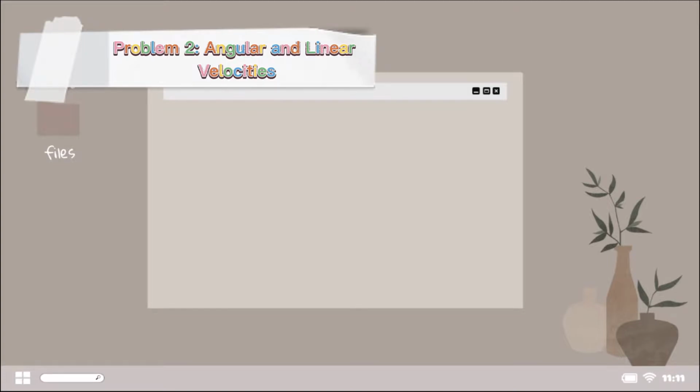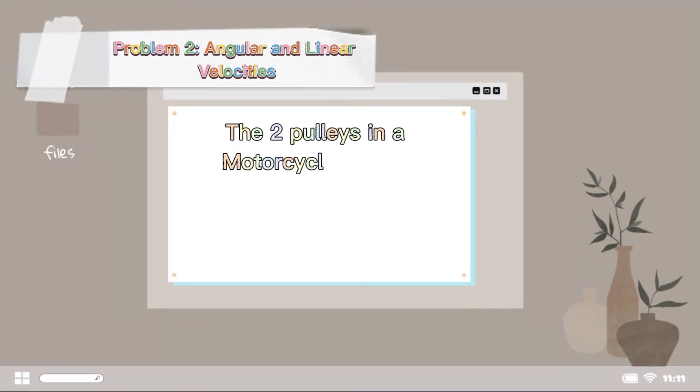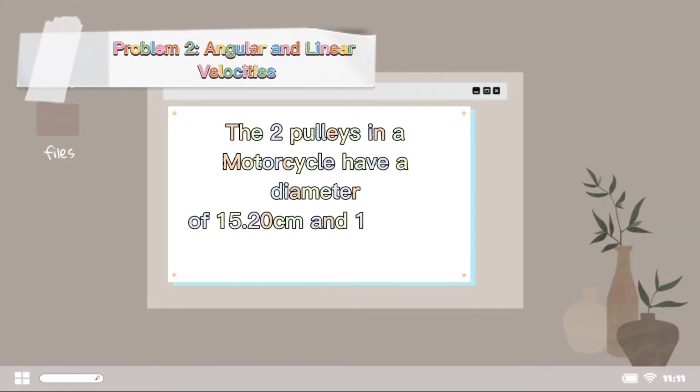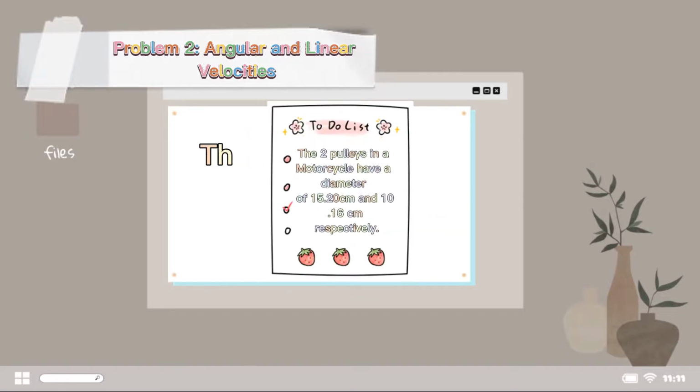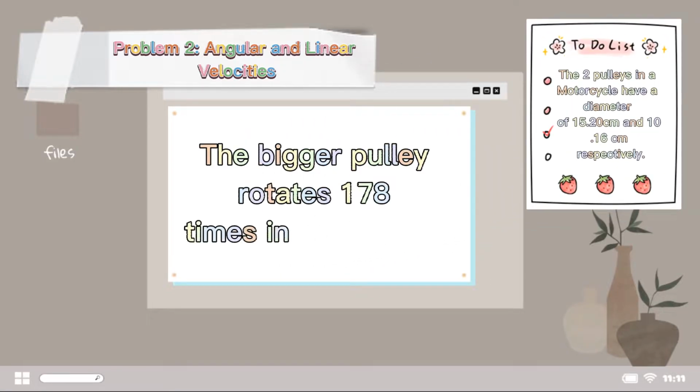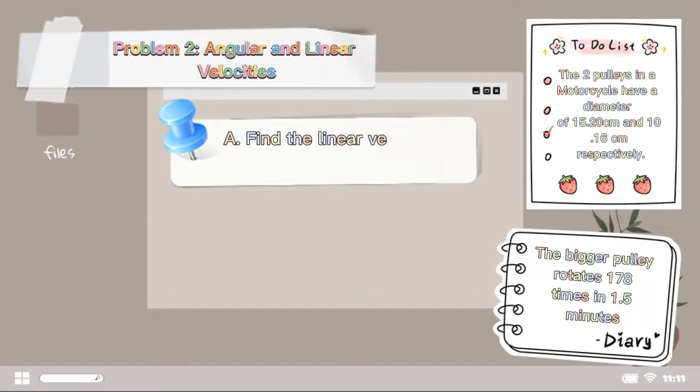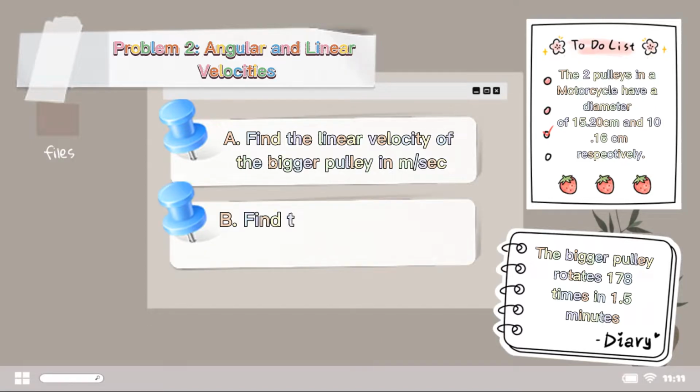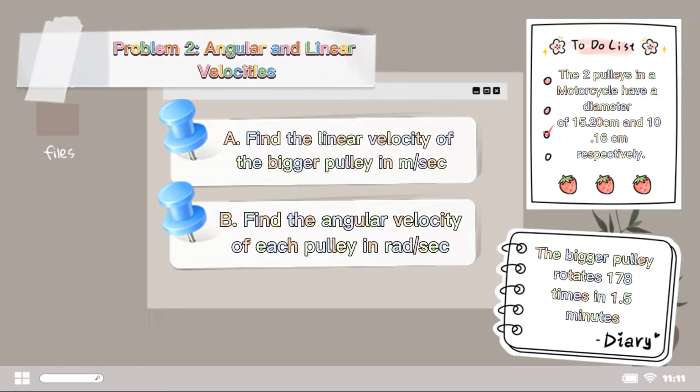For the problem, the two pulleys in a motorcycle have diameters of 15.20 cm and 10.16 cm respectively. The bigger pulley rotates 178 times in 1.5 minutes. In this problem, we need to find the linear velocity of the bigger pulley in meters per second and the angular velocity of each pulley in radians per second.